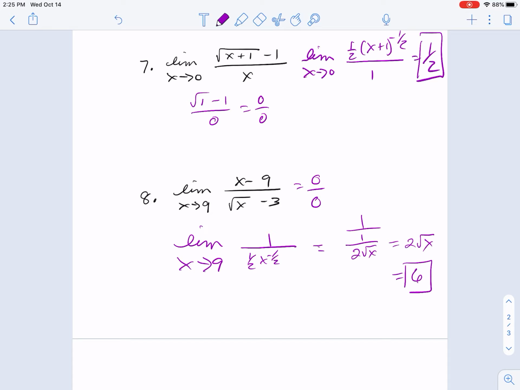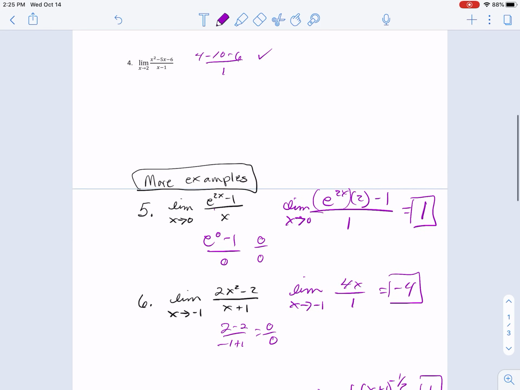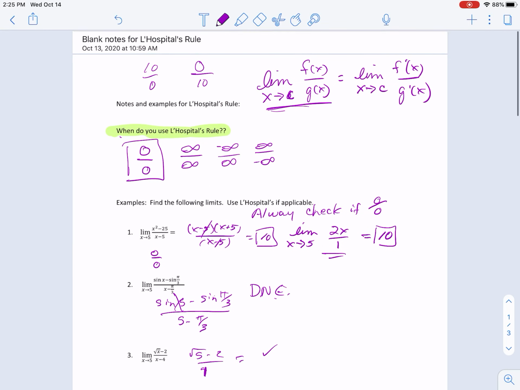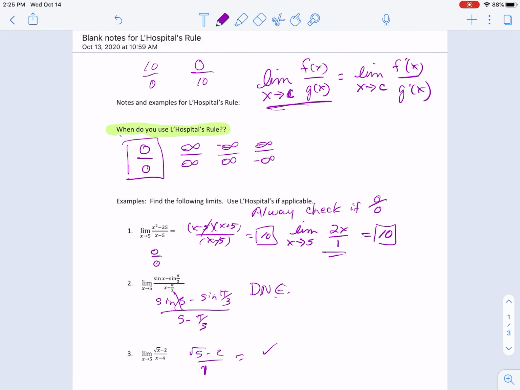Okay, that's all there is to L'Hopital's rule. Enjoy your day. Keep on practicing. Next week, we'll go on and learn how to take the derivatives of inverse functions, and that's when life gets a little tricky. Have a good weekend.